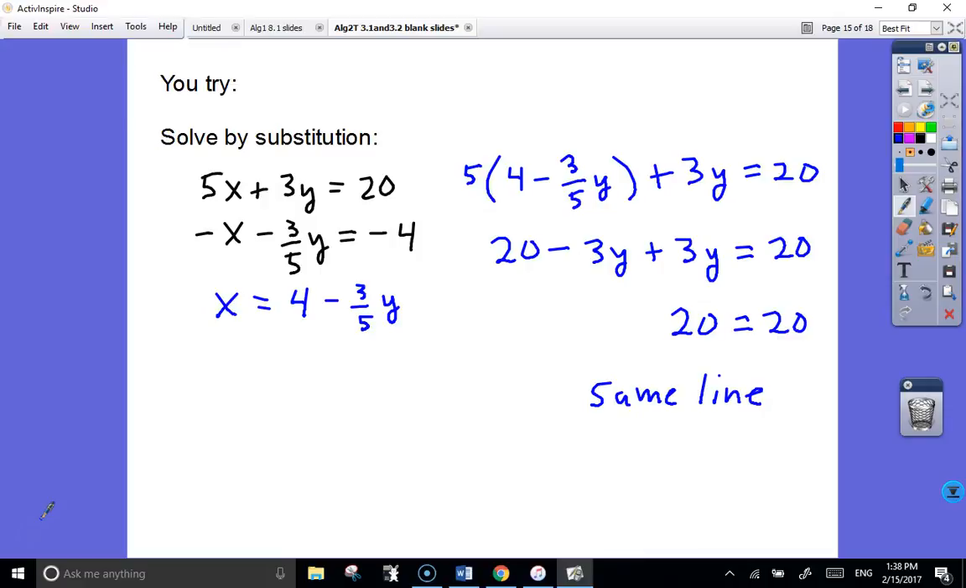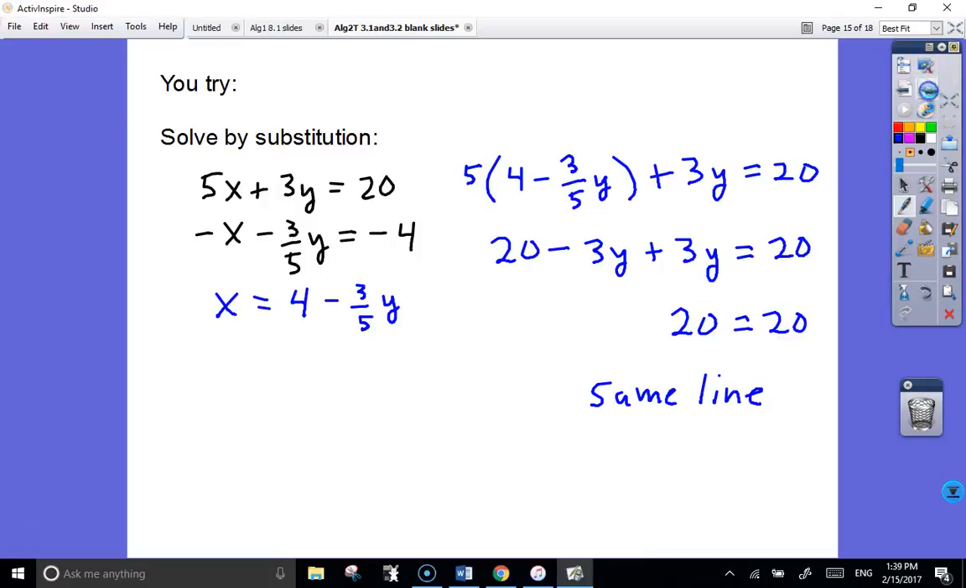So I mean, I solved this one here for x. In a way, I could add this and then multiply by negative 1. In my mind, I moved that over there and I moved that over there, and I got that. And then I substituted this here, and then did the math. I got 20 equals 20. Same line.